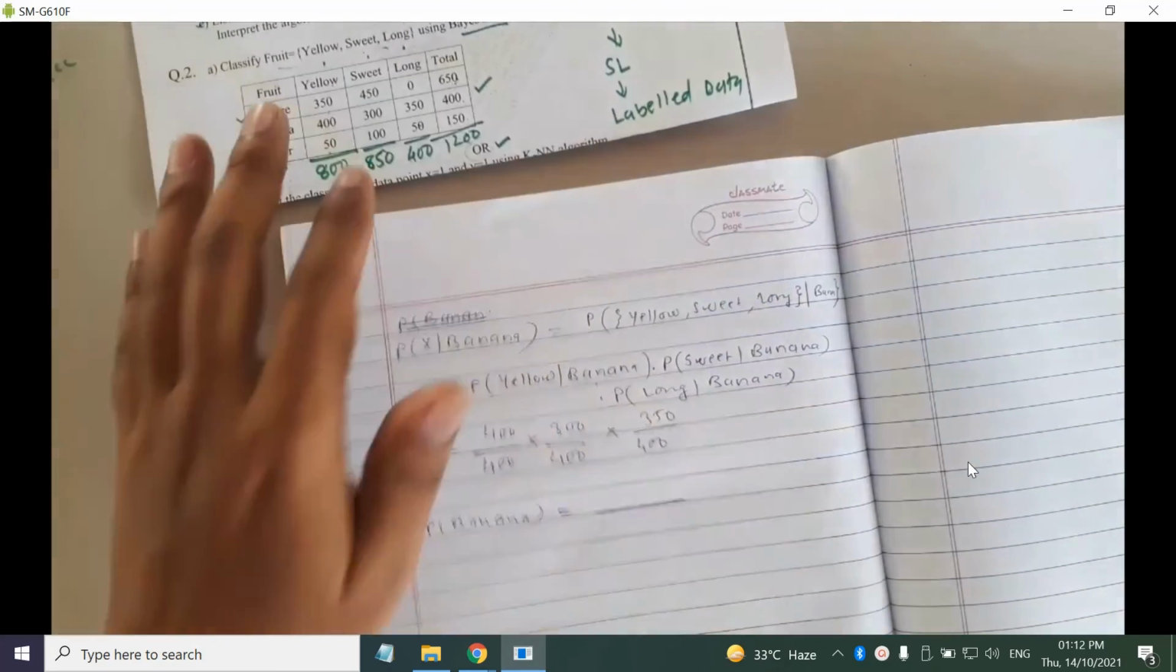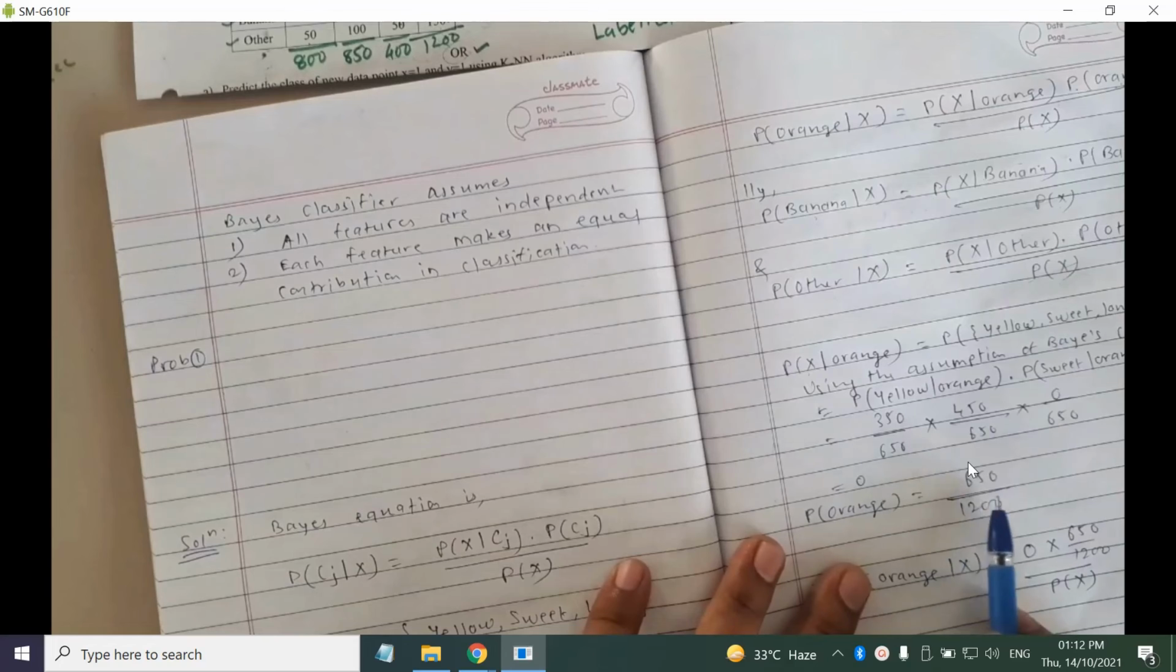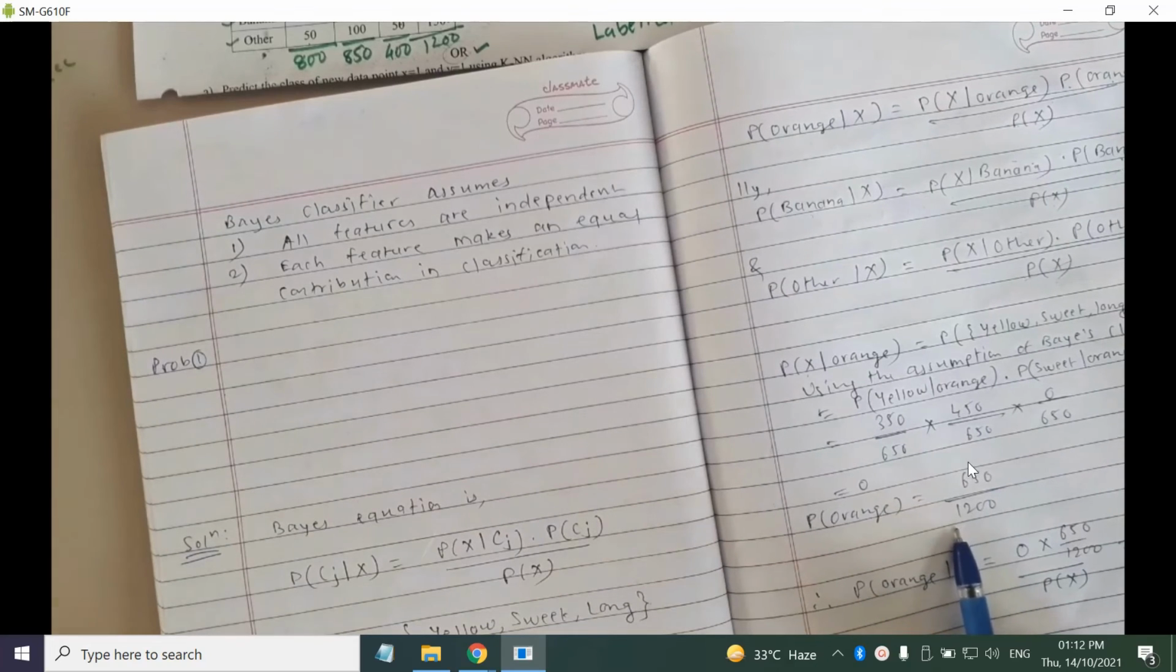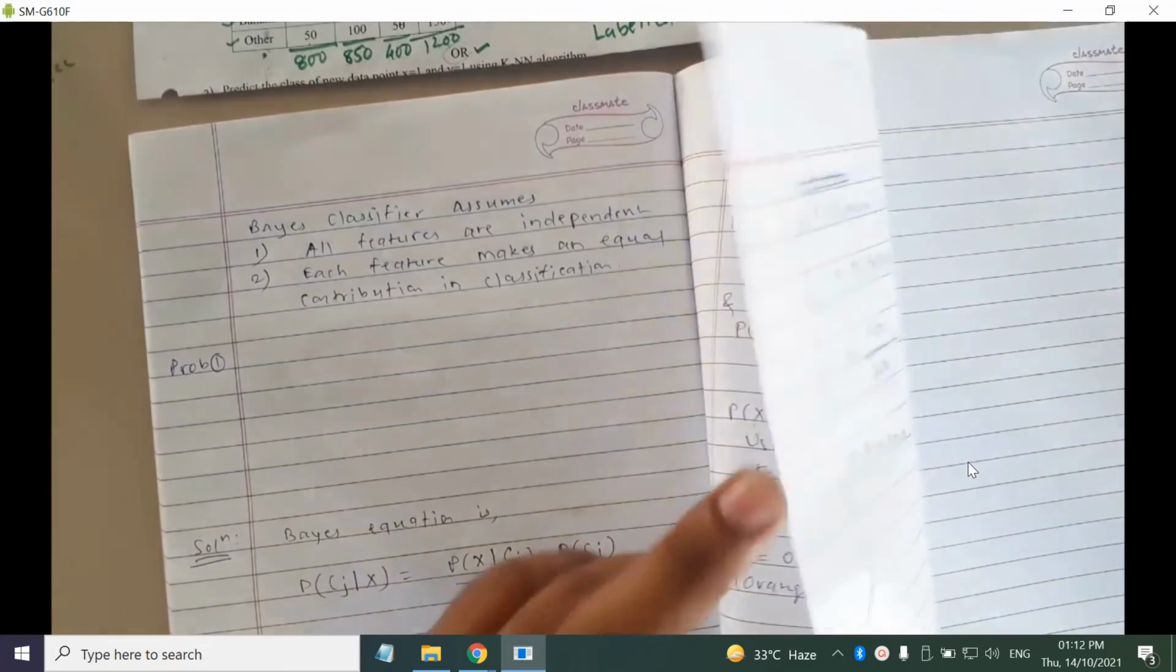Yes, sir. What is the probability of banana? How to calculate it? Sir, there are three fruits like orange, banana, and other. So out of three, banana is there. Okay. Then by that logic, the probability of orange could have been 1 by 3 only, right? Why have I written 650 divided by 1200? Yes, sir. The total number. Okay, so did you understand?